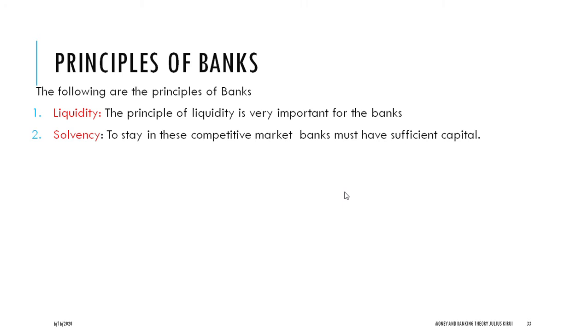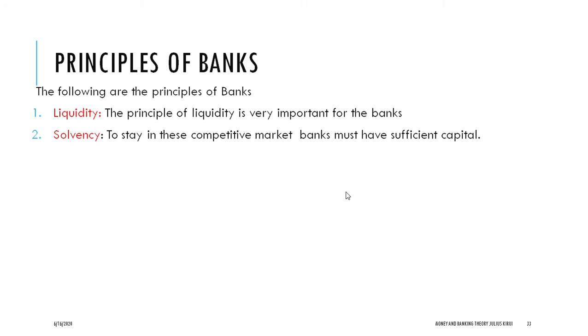And which are these principles? Which are these rules? Which are these conditions? Which are these standards? Which are these norms? Number one, liquidity. The principle of liquidity is very important for banks. Maintaining a particular level of liquid form, which is called the reserve ratio, the statutory reserve ratio.